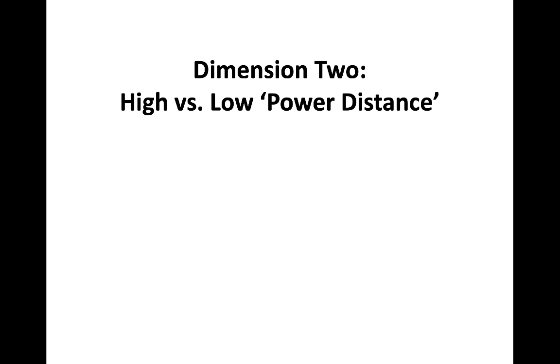High versus low power distance is the second of the Hofstede dimensions. Power distance refers to the amount of structural inequality that a system like a culture will accept. Cultures like the United States are very low in power distance, at least in our stated goals and aspirations. The founding principle that all people are created equal is a low power distance statement.